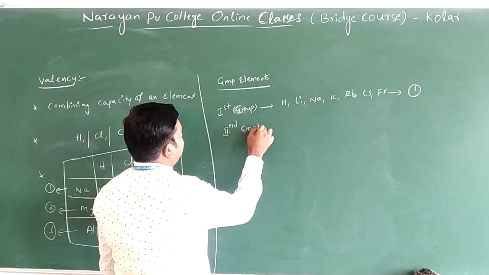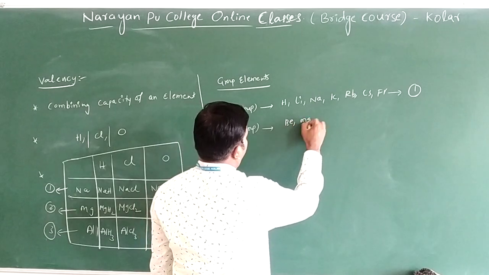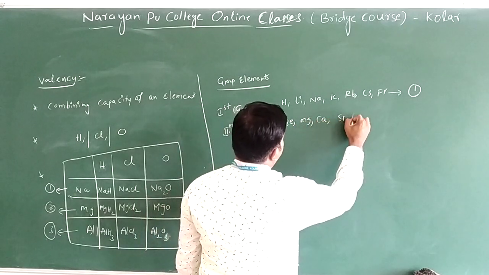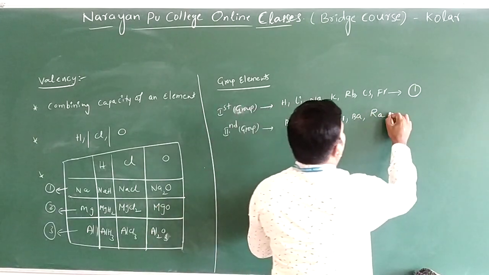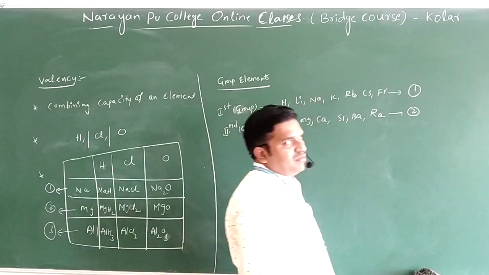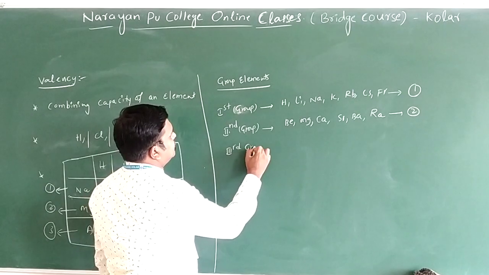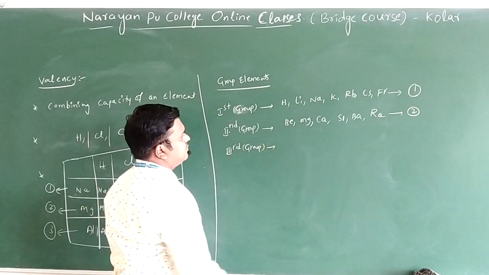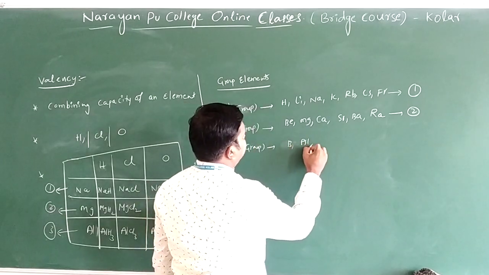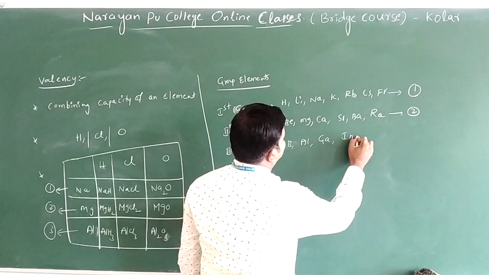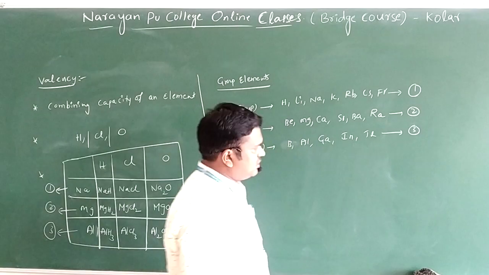Come to the second group. Second group elements you can take: beryllium, magnesium, calcium, strontium, barium and radium. The valency of the second group elements is 2. Come to the third group. Third group we can take: boron, aluminium, gallium, indium and thallium. What is the valency of these elements? 3 only.